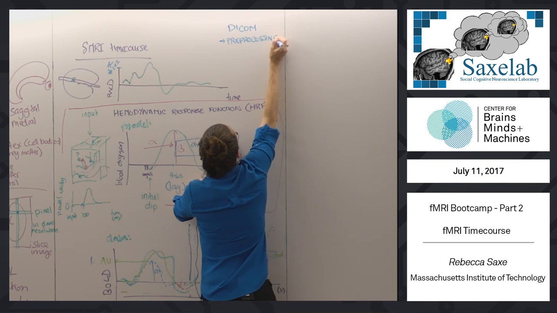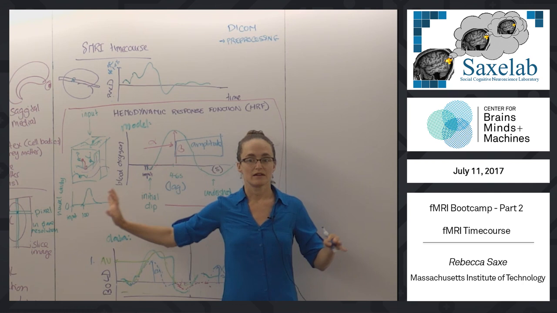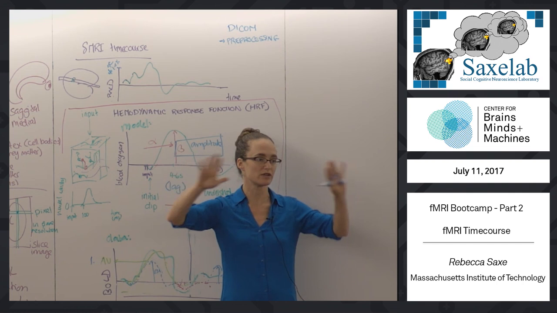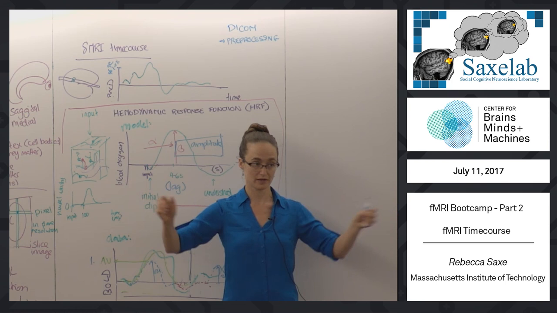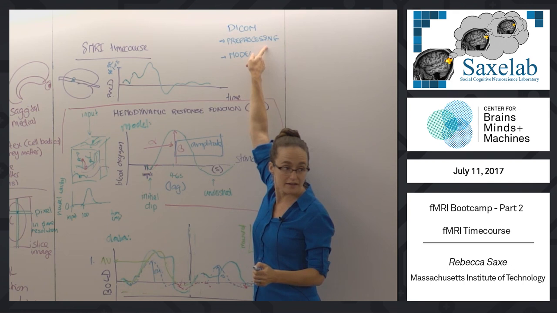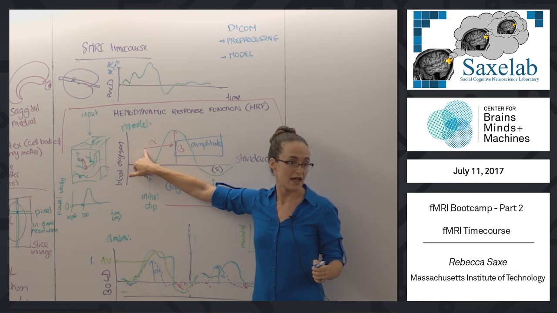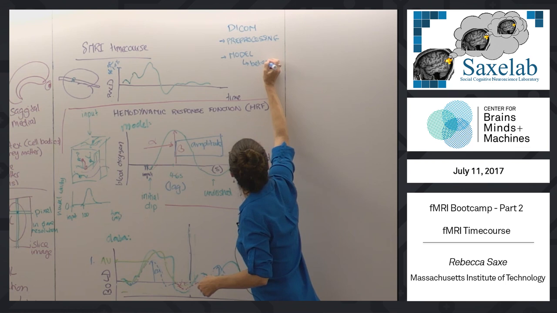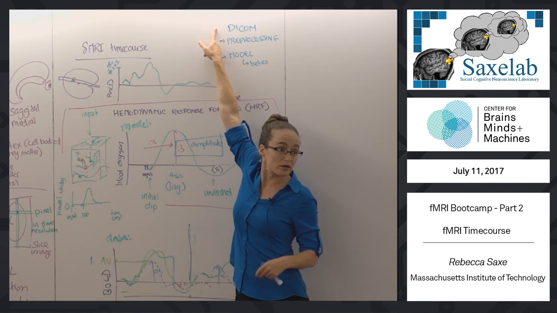Pre-processing is a bunch of things you do to your data to deal with head motion and various other things. So usually motion correction, normalization, and smoothing. But again, we'll come back to that. So a bunch of things to get your data in some standardized format. Then usually the next step is modeling. And the model is where you combine the data that you measured with what you knew about your experiment and the HRF, and that step produces the beta values. And that's per participant, per experiment, sometimes per run.